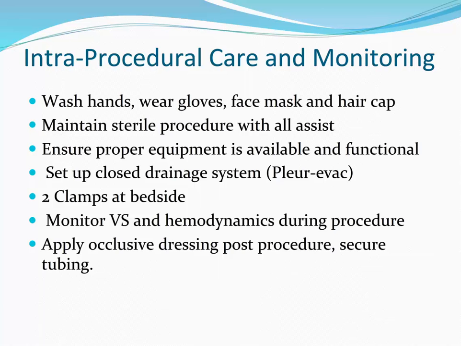The chest tube kit has thoracic clamps for the proceduralists. But you want to make sure that as long as your patient has a chest tube in place, you have 2 clamps at the bedside at all times. If for any reason the chest tube gets disconnected from the closed drainage system, you will want to clamp the chest tube to prevent air from entering the pleural space until you can reconnect the PleurVac system. Monitor vital signs during the procedure and communicate this information to the proceduralists as needed. Apply occlusive dressing post-procedure and secure tubing.